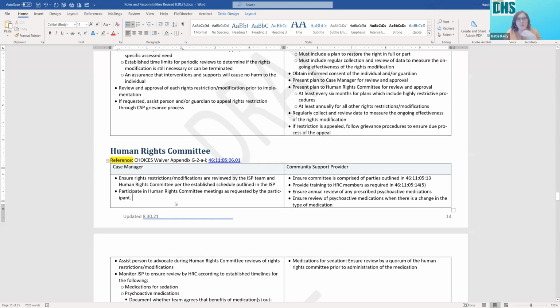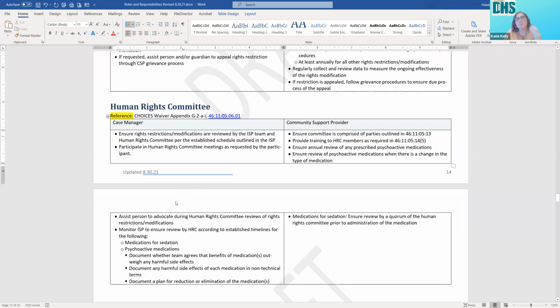I guess my interpretation would be that if we know that case managers have to review and approve these, I would think that if the case manager isn't in agreement and isn't going to approve it, then it wouldn't go on to HRC. The team would need to reconvene and have more discussion on what is more appropriate before putting it onto HRC.